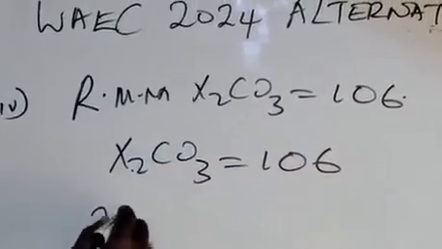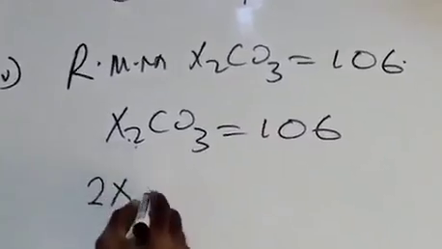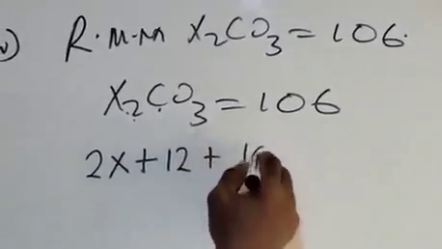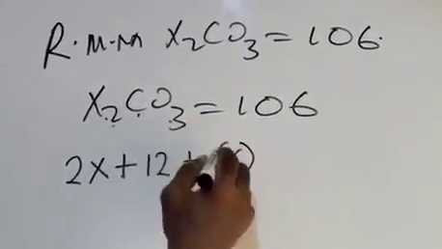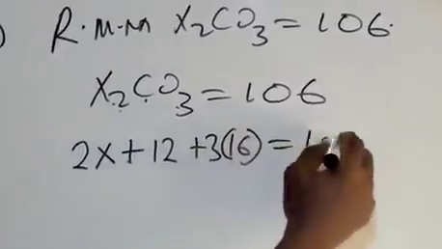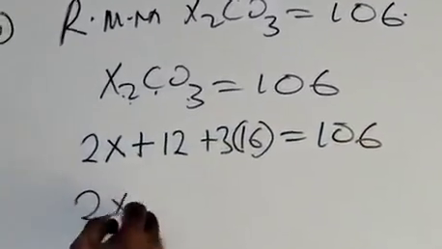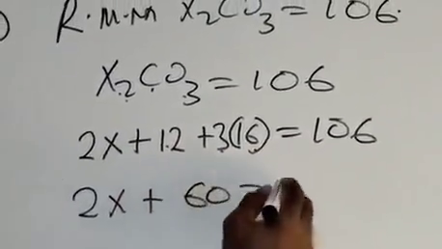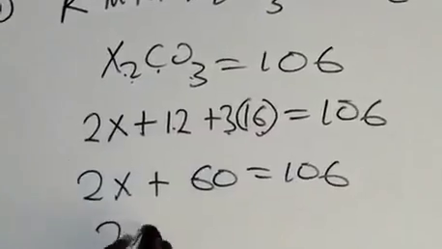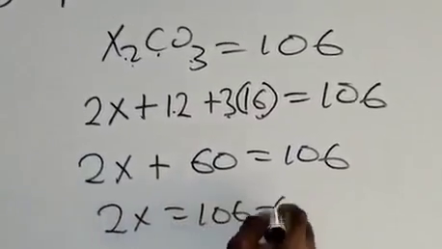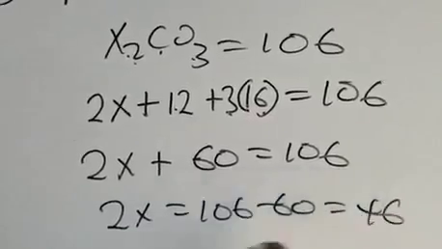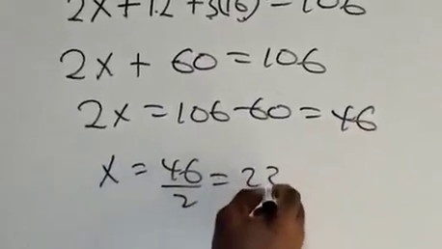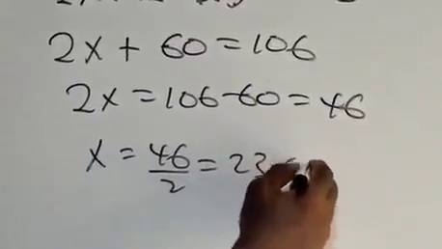We now say 2 times S, because of the 2 atoms of S there, plus the mass of carbon, which is 12, plus oxygen, which is 16. All these values are in brackets, multiplied by 3, and we get 106. So we have 2S plus 3 times 16 is 48, plus 12, that is 60, equals 106. Taking like terms together, 106 minus 60 gives us 46. So S becomes 46 over 2, that gives us 23.0. We put 0.0 to make it 3SF.